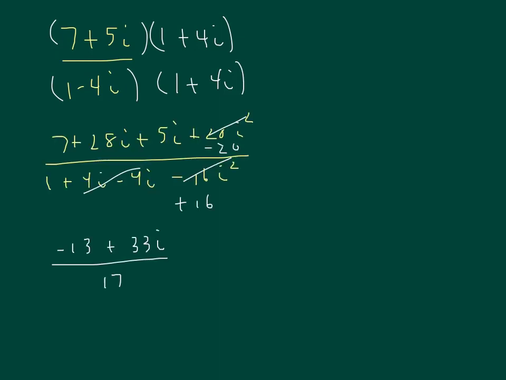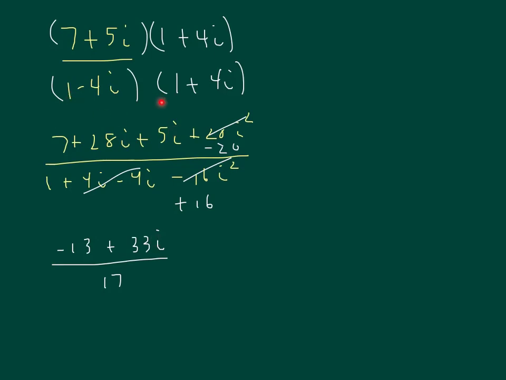So I got negative 13 plus 33i over 17. If you didn't, let's just take a quick look up here. 7 times 1 is 7, then you got the plus 28i, plus 5i, and the plus 20i squared. i squared is negative 1, so that makes the plus 20 a minus 20, and 7 and negative 20 is negative 13. The 28 and 5 gives us a 33i on the top.